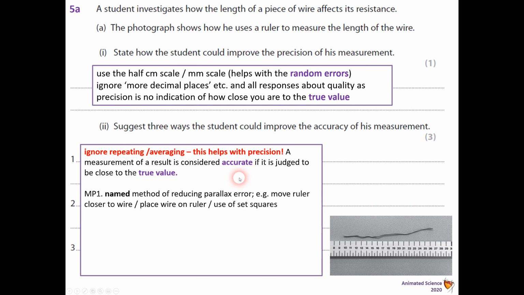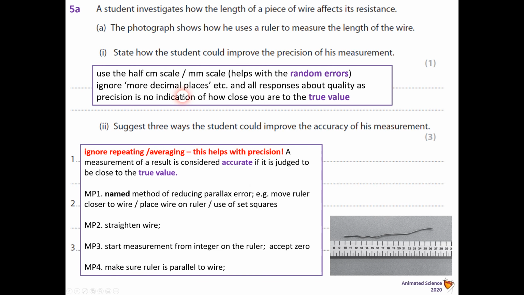I'm going to put both answers up at the same time so we can compare. So, the first part then, if you used a half millimetre or millimetre scale, that would help you with the random errors. It's actually a better idea to repeat the readings, because it reduces the impact of the random error. You can't get rid of the random error. And also we should think about the precision, that it's actually no indication of how close we are to the true value. So we could be fairly precise, get the wrong answer many times over and not be as accurate as we wanted. So that's 1 mark for that part, 3 marks for the second.